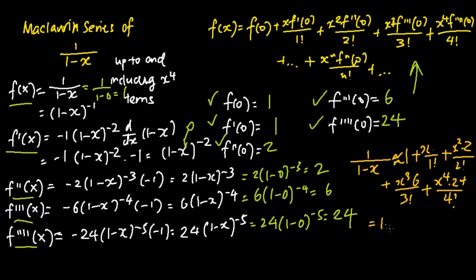So this is equal to 1 plus x plus x squared plus, how about 6x cubed over 3 factorial? We know that 3 factorial is just 3 times 2 times 1, which is 6. So 6 divided by 6 is just 1, so we get x cubed. And for the coefficient of the x to the power 4 term, we just take 24 divided by 4 factorial. We know 4 factorial is equal to 4 times 3 times 2 times 1, which is 24. And hence 24 divided by 24 gives us just x to the power 4. So the final answer of the Maclaurin series of 1 over 1 minus x is approximately equal to 1 plus x plus x squared plus x cubed plus x to the power 4, expressed up to and including the x to the power 4 terms.